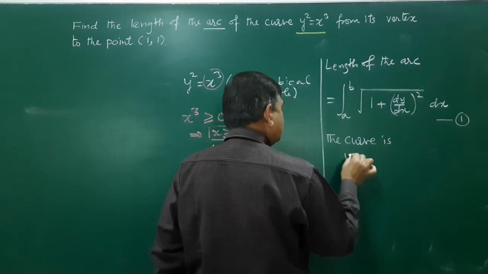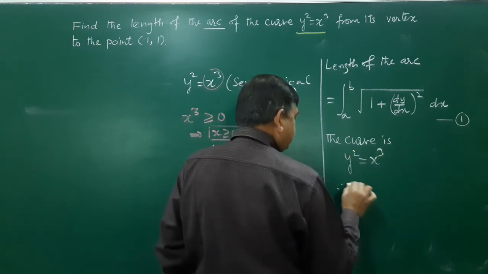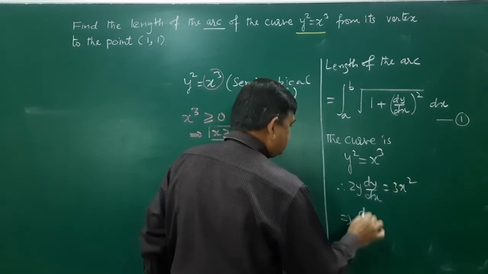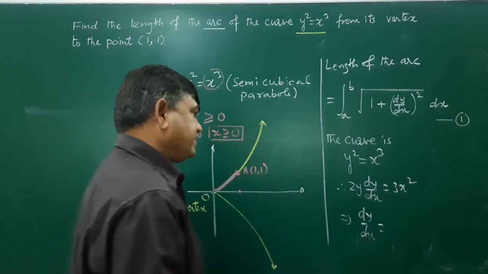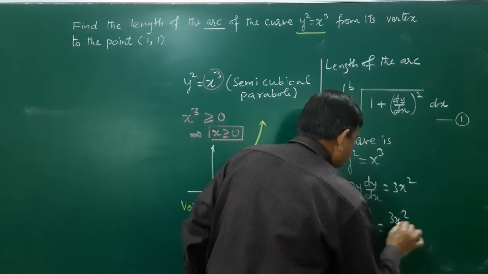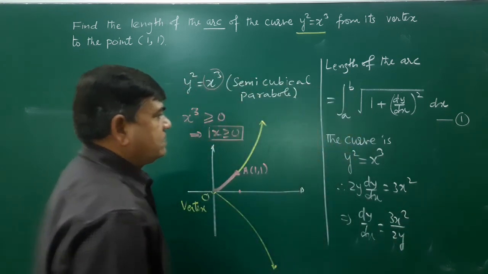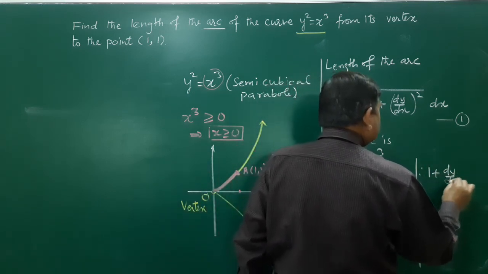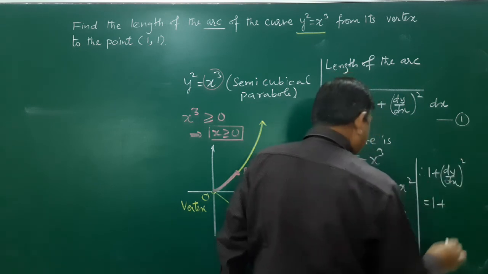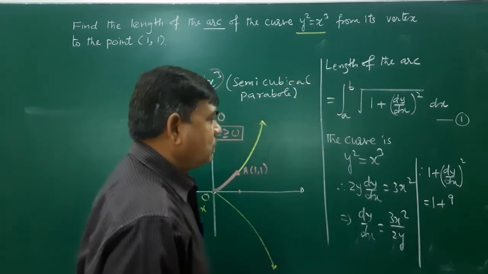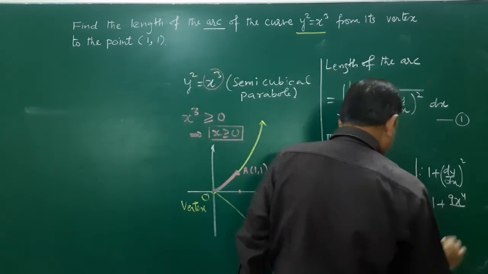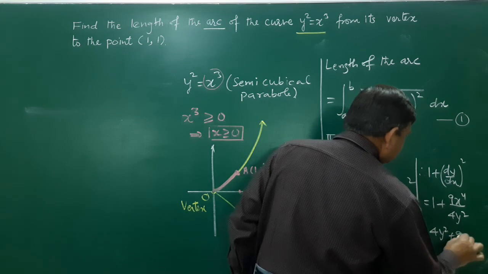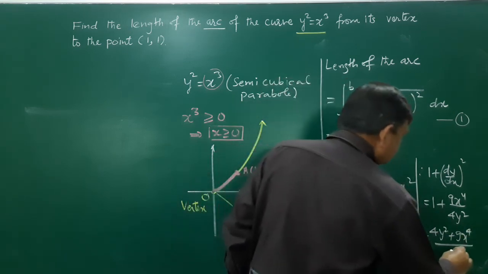The curve is y square equals x cube. Therefore, differentiating, 2y dy/dx is 3x square. So dy/dx is 3x square upon 2y. Therefore, 1 plus (dy/dx) whole square is 1 plus 9x to the power 4 upon 4y square. So this is (4y square plus 9x to the power 4) upon 4y square.